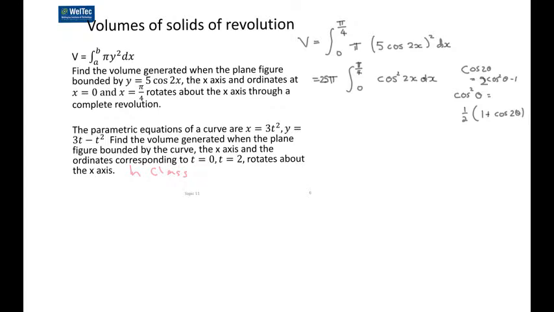Only in this case, theta is actually equal to 2x. So that will become 4x there, not 2 theta. Okay, so now we've got a half. We may as well take the half out and put it 25 pi over 2.